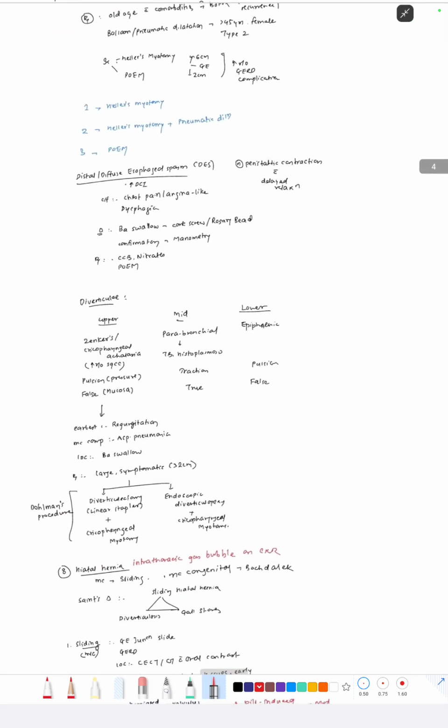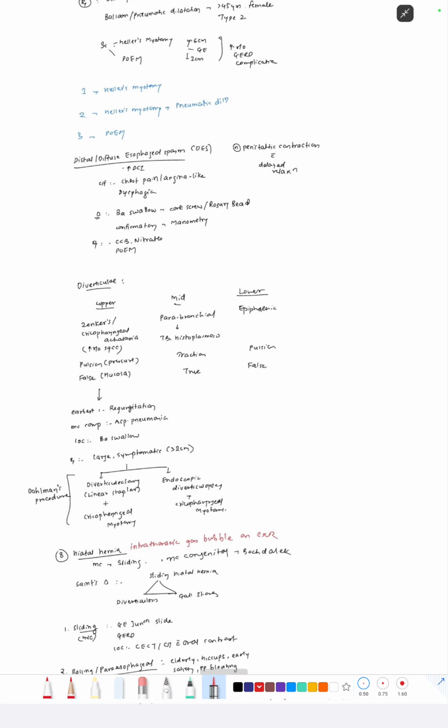Then diverticulae. There are 3 types of diverticulae: upper diverticulae, mid diverticulae, and lower diverticulae. Out of which the upper and the lower are pulsion type, pressure type, while the middle is a traction type of diverticulae. The example of upper diverticulae is Zenker's diverticulum, which is a false diverticulum. Only the mucosa comes out. It is also called cricopharyngeal achalasia. It increases the risk of squamous cell carcinoma. Then the example for mid is parabronchial, which is due to tuberculosis or histoplasmosis, while in the lower it is epiphrenic diverticula. Now, the upper and the lower are false diverticula, while the mid is a true diverticulum.